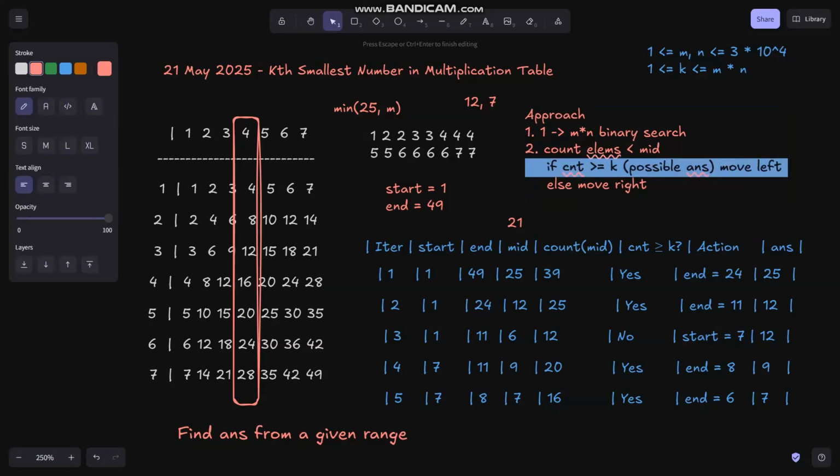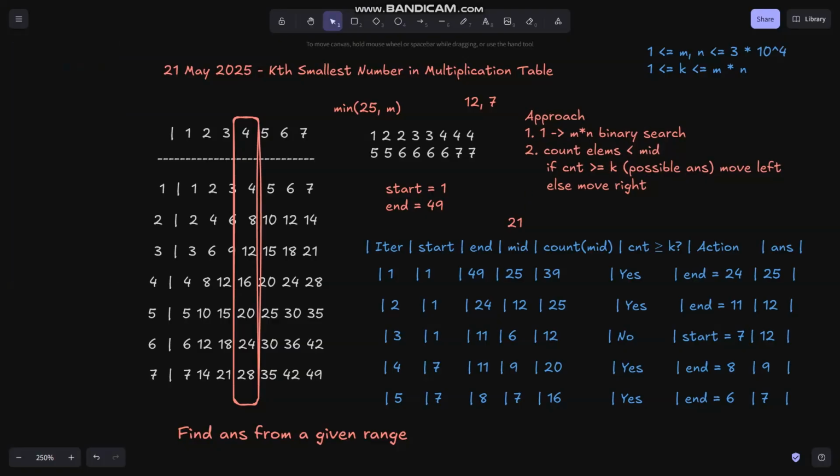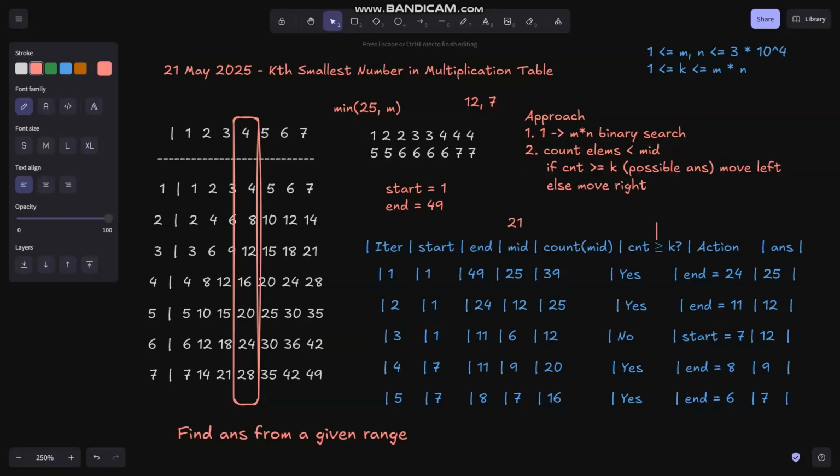And suppose this count is greater than or equal to k, where k is 16. I'm just taking a hypothetical situation that is not related to this example. Suppose we got the count as 18. Now this is greater than or equal to 16, yes, so this can be our possible answer. How can it be a possible answer? Because the 16th position, 17th position, and 18th position might all have the same element. Then this can be our answer. So we store this as our possible answer, and we move left, because it doesn't make any sense to move right. Our element resides in the left part.